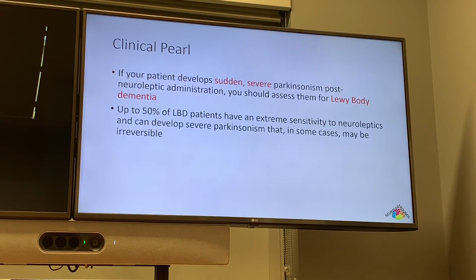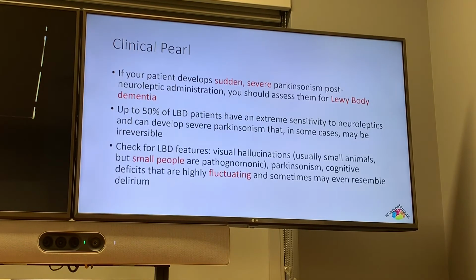So a few quick features to check if you suspect someone may have LBD would be visual hallucinations. The most common ones would be small animals, but actually small people are very pathognomonic for Lewy body dementia. They actually have a name. I think they're called Lilliputian hallucinations. So if you ask your patient and they tell you they see small people and they're Parkinsonian, they have Lewy body dementia.